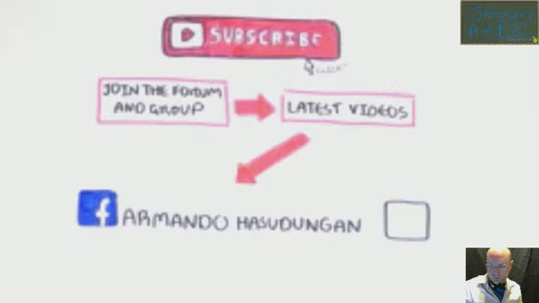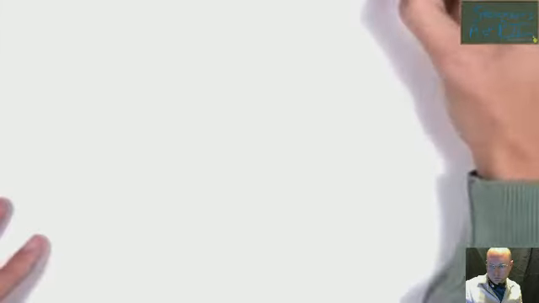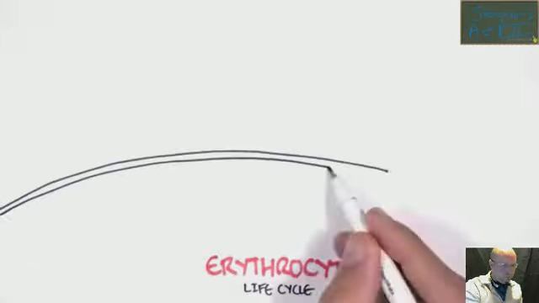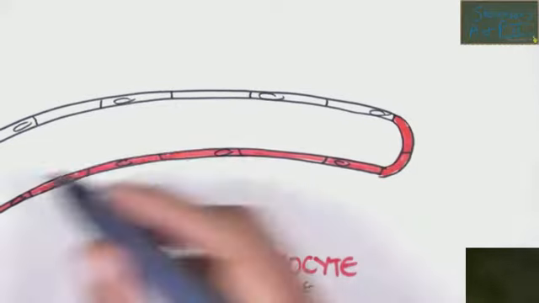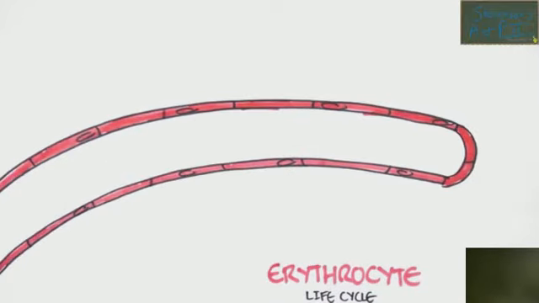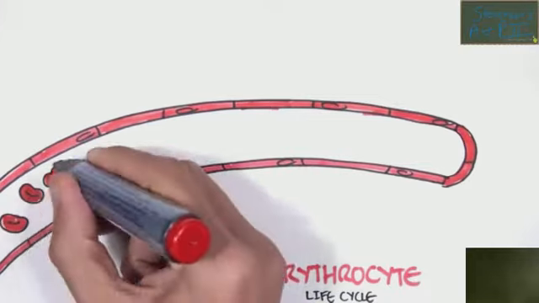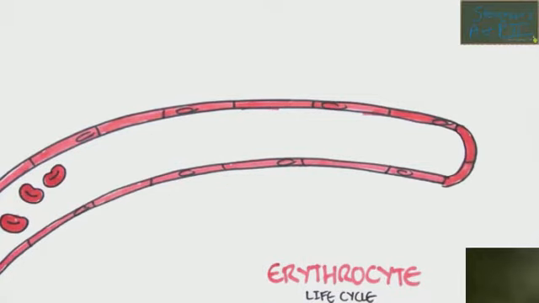In this video, we're going to look at the red blood cell life cycle, or erythrocyte life cycle. So here I'm drawing a blood vessel. The blood vessel contains red blood cells. Here are mature red blood cells, and mature red blood cells are responsible for transporting oxygen around our body.